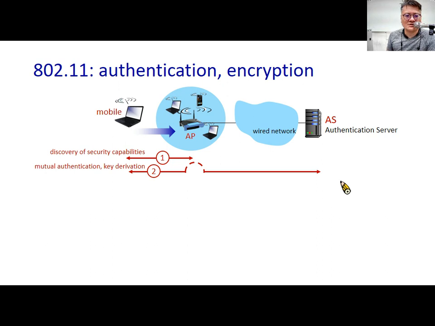So in WPA3, for authentication and encryption, at this moment the exchange is from the AP to the mobile. In this stage is discovering the security capability between the AP and the mobile. And step 2 is from the authentication server, maybe skipping the AP, or directly from the AP to the mobile. The actual authentication and key derivation is between the authentication server and the mobile. Somehow it may skip the AP.